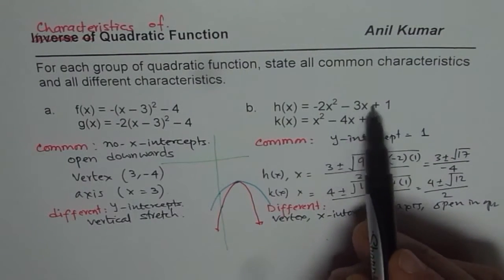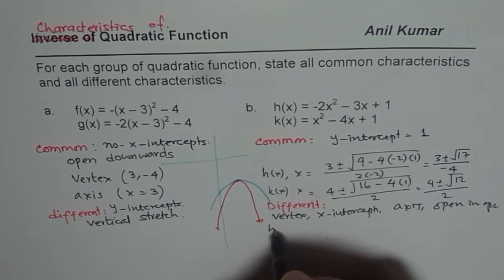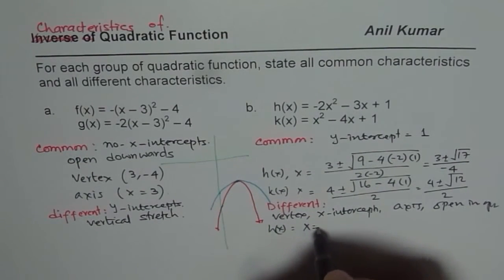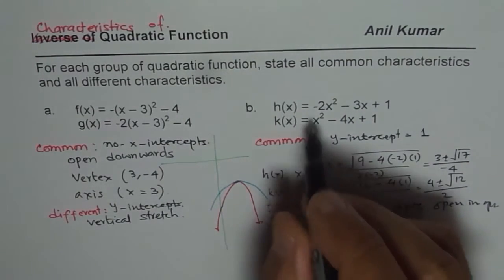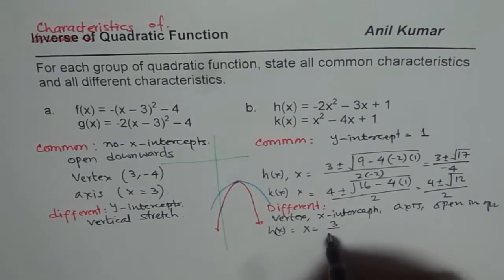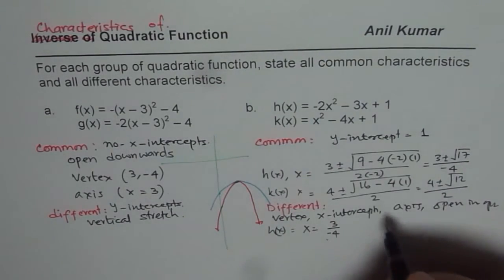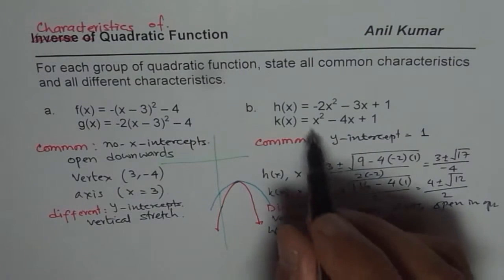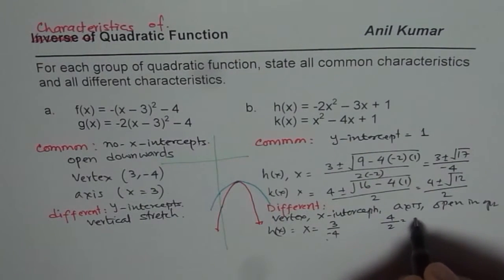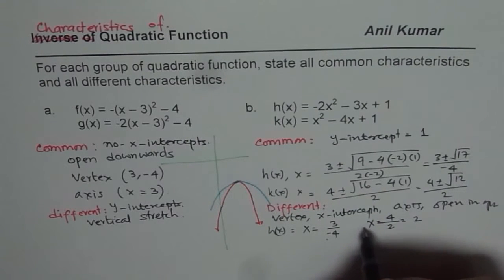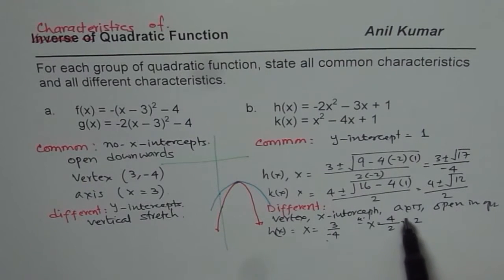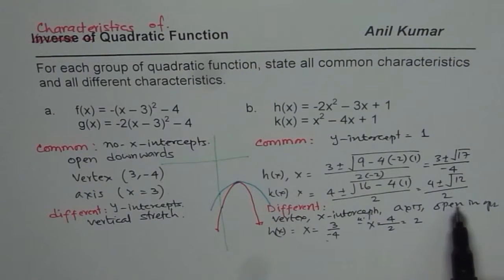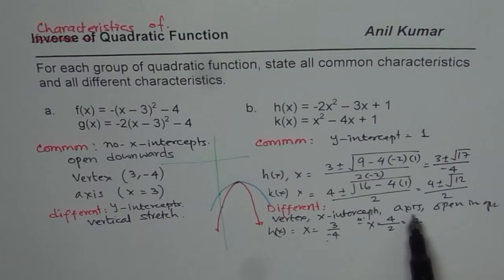You can quickly find the axis also. The axis for h of x, for example, will be at x equals minus b by 2a, so minus of this, which is 3, over 2 times this, which is minus 2, so that is the axis for the first one. The axis for the other one is 4 over 2, which is at 2, right? So the axis is at 2 for the k function. So these are all the characteristics which are different. You don't really have many similarities here, only one for sure, which is the y-intercept.